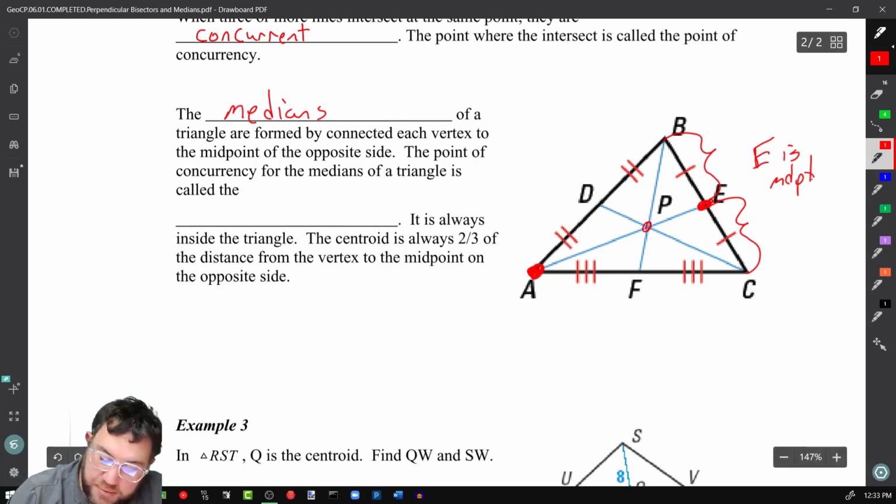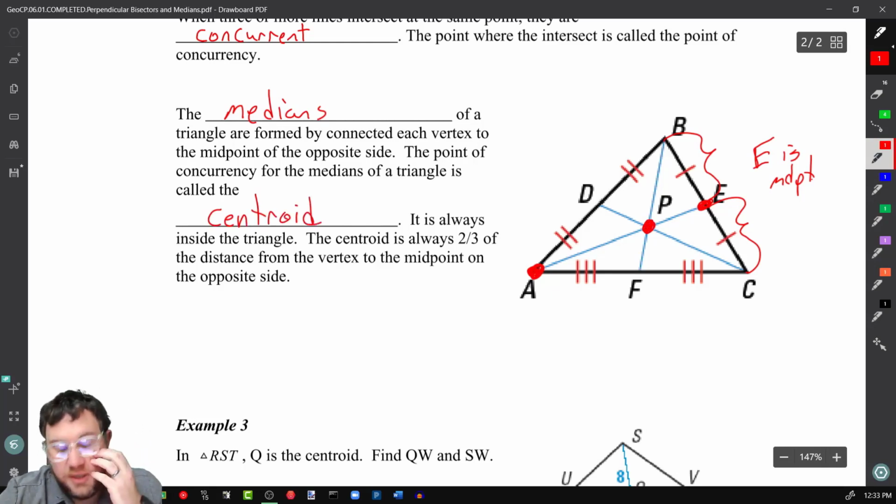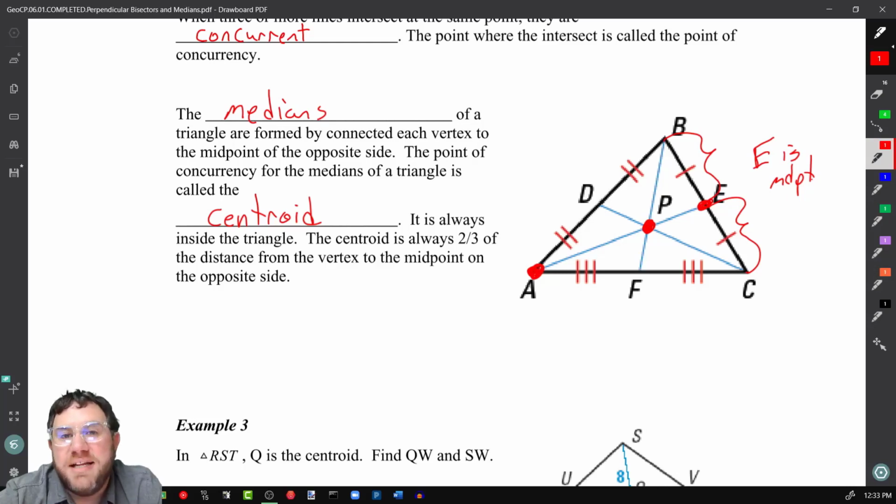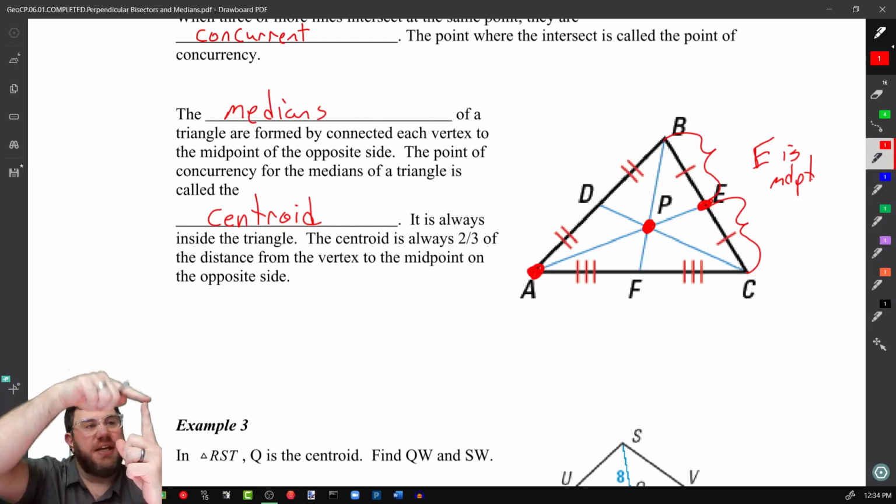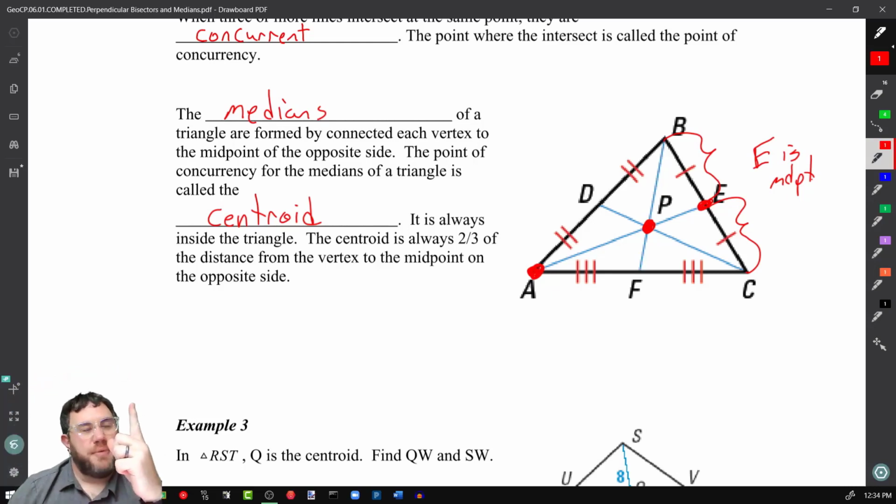And all three of your medians in a triangle will meet at a specific point. This is called the centroid. And the centroid is known as the balancing point for a triangle. So if you were to have a three-dimensional representation of this triangle, and you put point P on your finger, you would be able to balance the triangle. It depends on how steady your hand is, but the weight of the triangle itself would not make it fall over as long as you keep your hand steady.